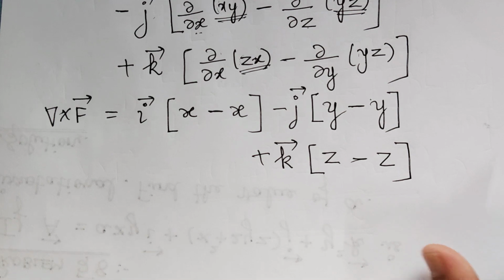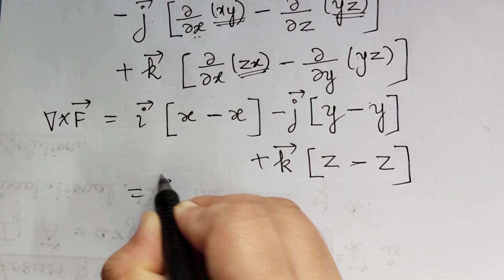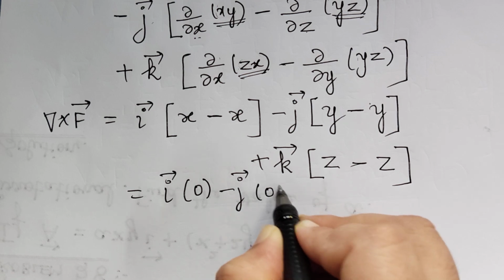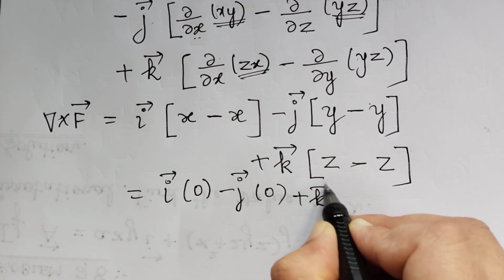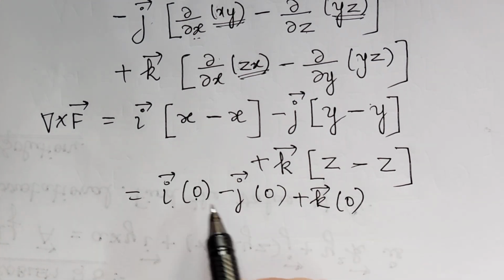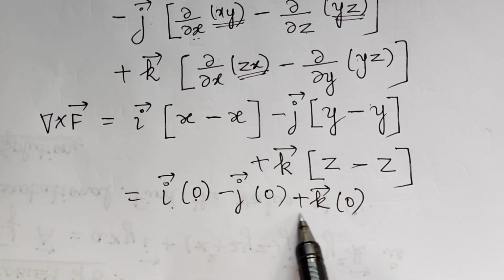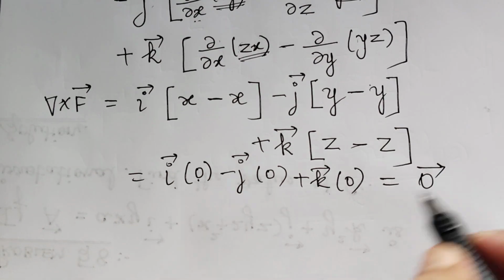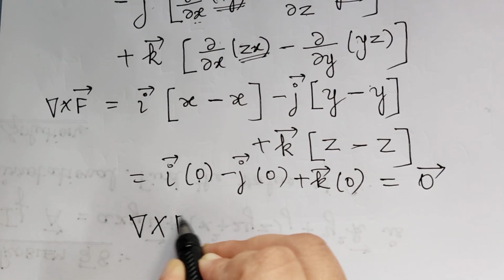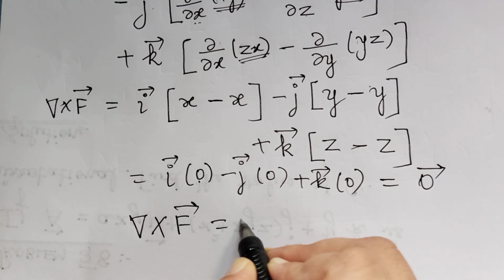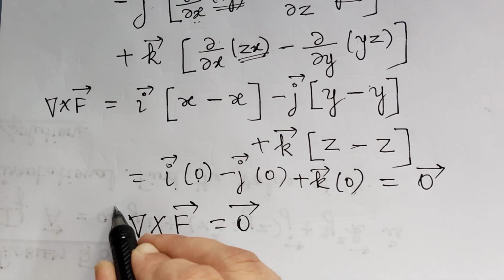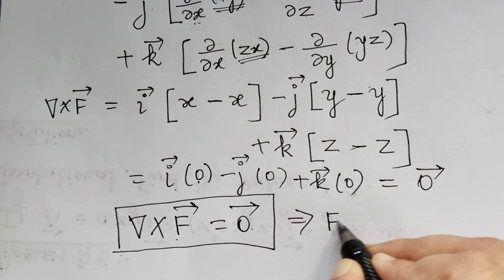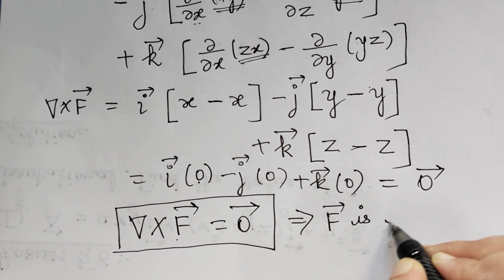So if you see, each of the components becomes 0. So i vector multiplied with 0 minus j vector multiplied with 0 plus k vector multiplied with 0. We know that 0i vector minus 0j vector plus 0k vector is 0 vector. Therefore, we have proved that nabla cross f vector, which is the curl of f vector, is equal to 0 vector. Therefore, the vector f is said to be irrotational. So, this implies f vector is irrotational.